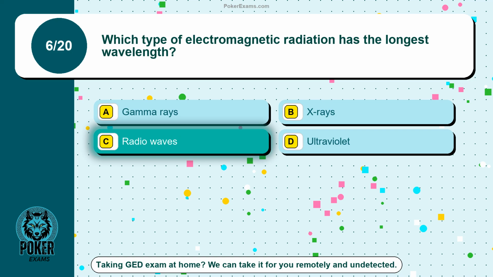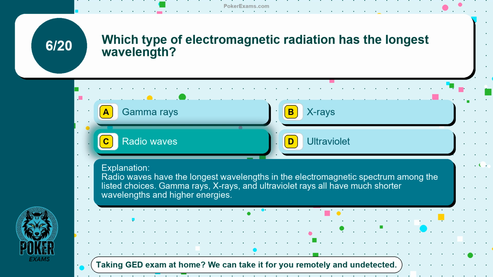The correct answer is option C. Radio waves. Radio waves have the longest wavelengths in the electromagnetic spectrum among the listed choices. Gamma rays, X-rays, and ultraviolet rays all have much shorter wavelengths and higher energies.